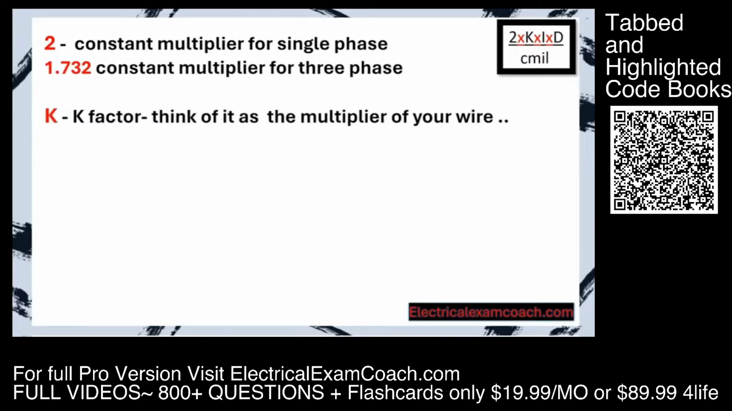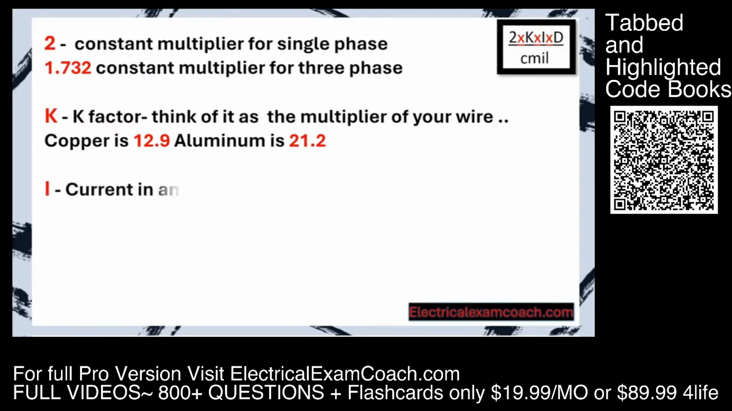K is going to be the K factor, and I want you to think of it like a multiplier for your wire. For copper, it's 12.9, and aluminum, it's 21.2. Don't worry about remembering all this. If you're able to bring in tabs into your test, it has it in there. Your state might allow you to write inside your book. You can just write it in there. And if you have to do it like I did, you'll just go into the exam, and the first thing you'll do is write it down on your scratch piece of paper.